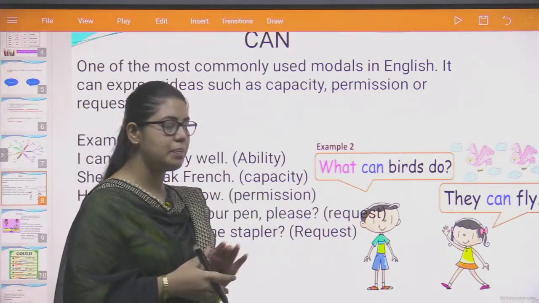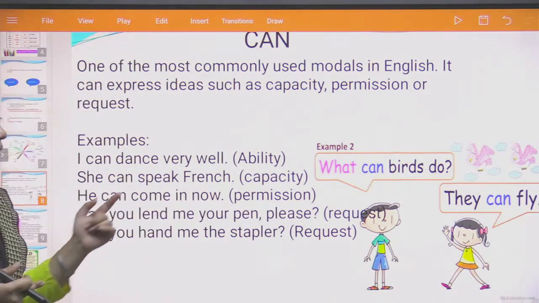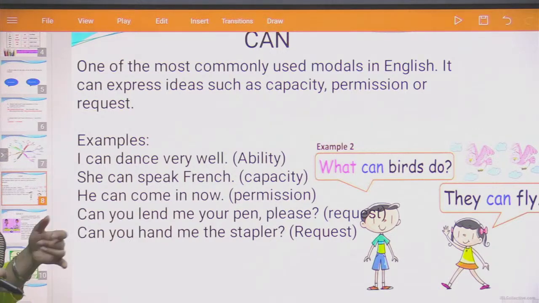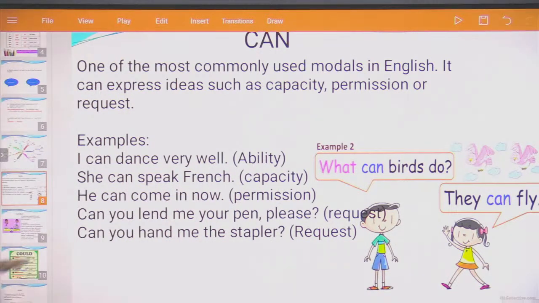The other girl is replying, they can fly. Okay, they can fly. So this sentence is showing the quality or the features of the bird. Okay, that birds can fly, they have the quality, they have the ability to fly. Okay, so they can fly. Now student, I hope you all understood this can modal. Okay, now we'll see the next modal here, student.